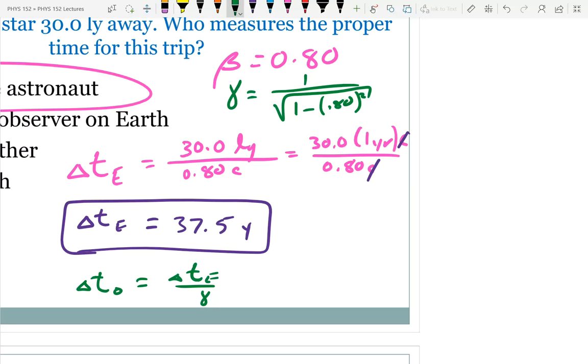This is it. It's chosen to be easy. 0.8 squared is 0.64. 1 minus 0.64 is 0.36. Square root of 0.36 is 0.6. So that's just 1 over 0.6, which is about 1.6, roughly, between friends.